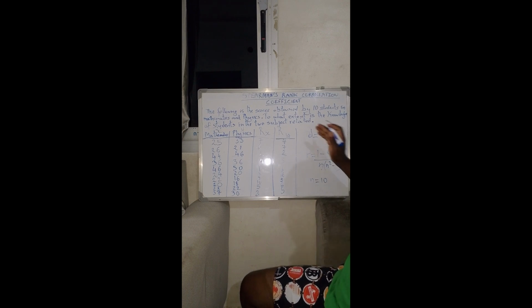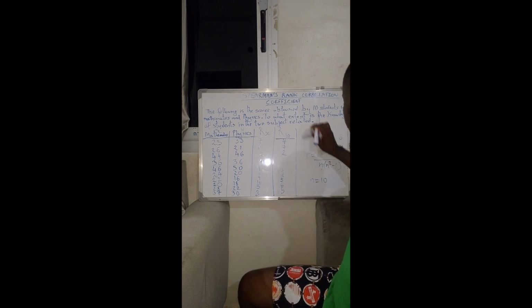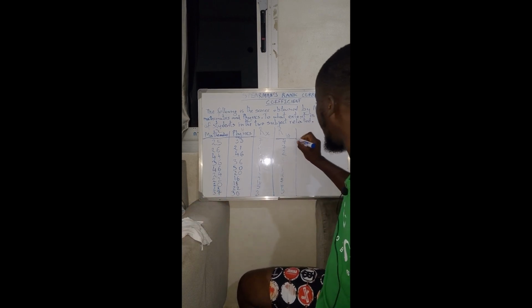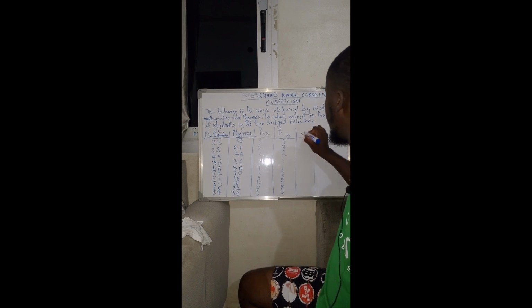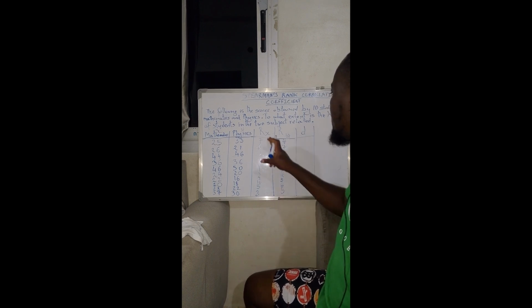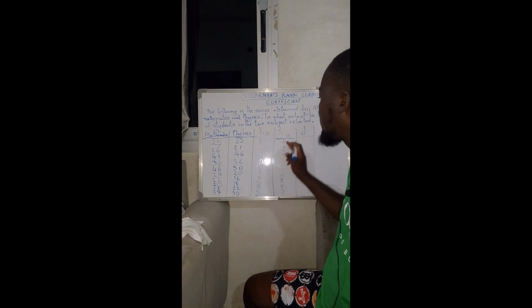So the next thing we have to do is to find the difference, that is, to find D. And we said D is equal to the rank X minus the rank Y. So D is what is known as Rx minus Ry, rank X minus rank Y.